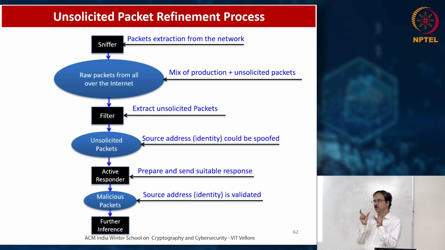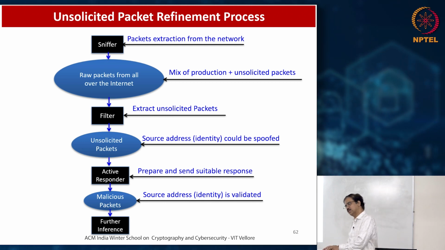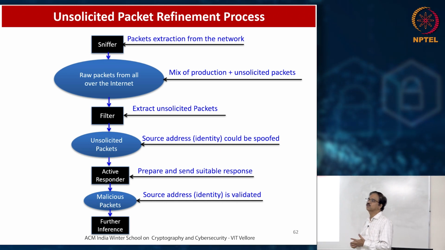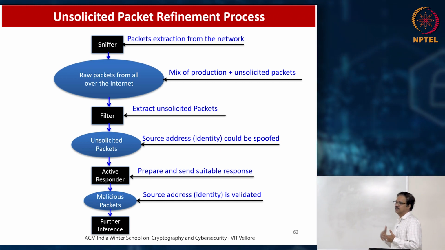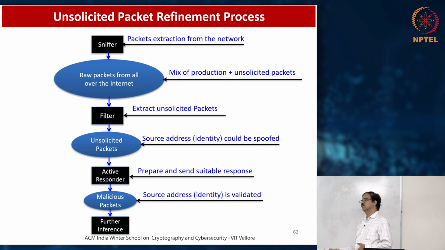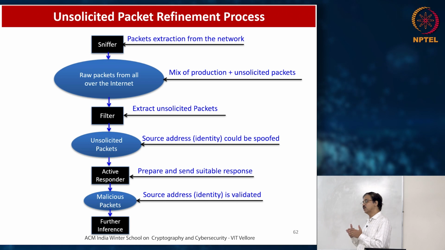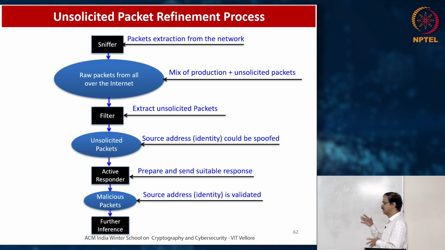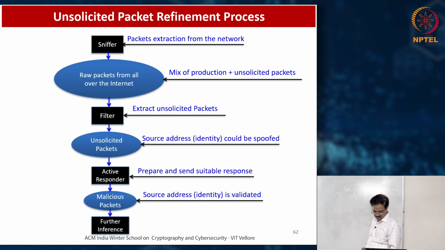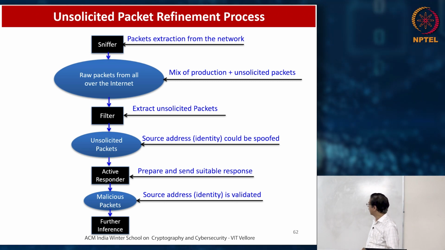You now filter the traffic. What is your production traffic? What is your unsolicited traffic? You can use any of those techniques I mentioned, such as DNS requests coming to your IP address or a pool of IP addresses which is not used anywhere. Then you validate the traffic, because you also need to see whether it is subject to IP address spoofing. So we developed a lightweight active responder to reply to that.